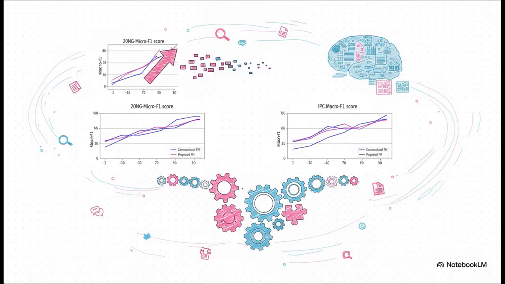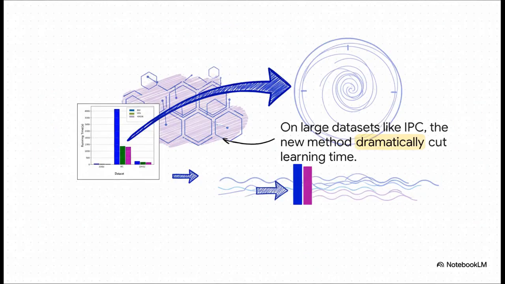On these charts, the new MHDR method is the pink line, and the old conventional method is the blue one. And you can see, across different huge data sets, that pink line is consistently higher. That means higher accuracy. It's a clear, definite improvement. The new method is just better at getting it right. But being accurate is only half the story.